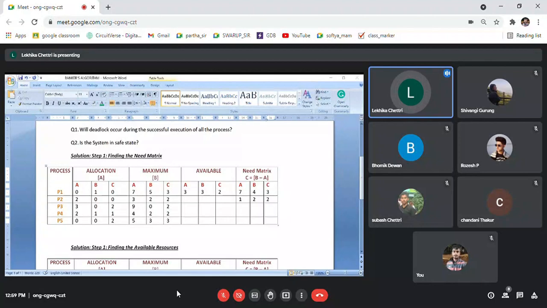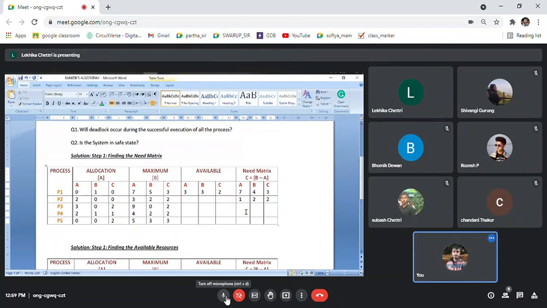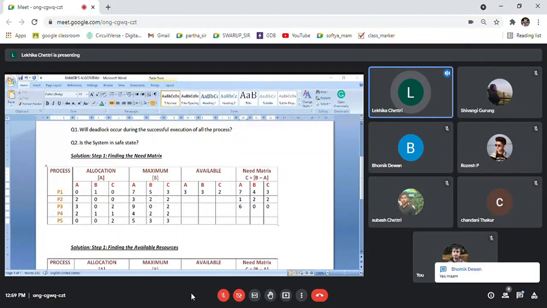Next is Ram. Ram, give me the need matrix for P3. 6, 0, 0. That's correct. Next up we have Rojesh. Rojesh, give me for P4.